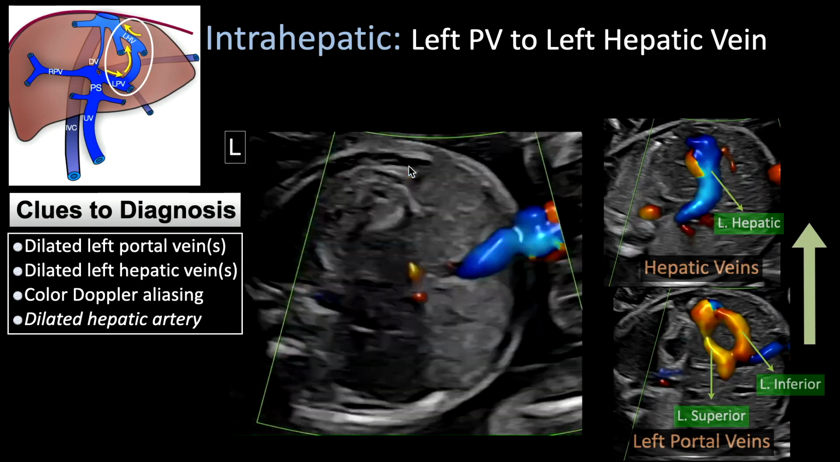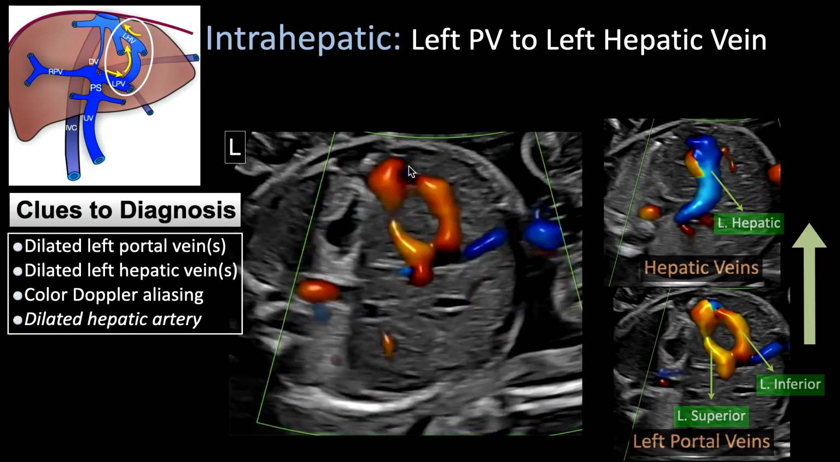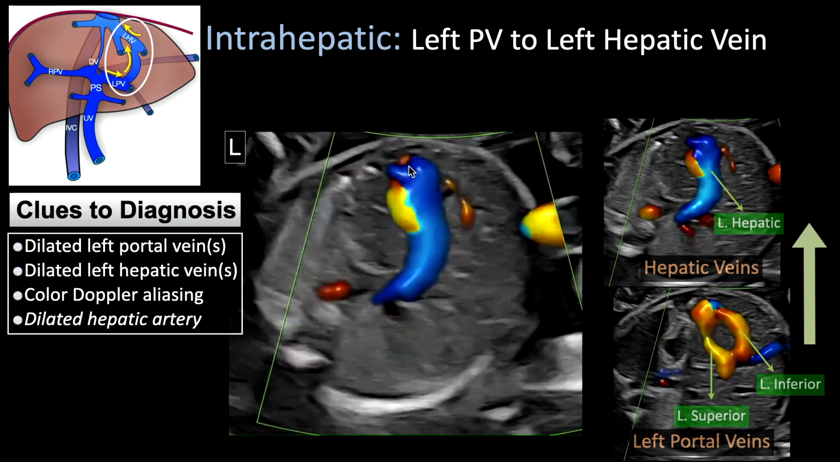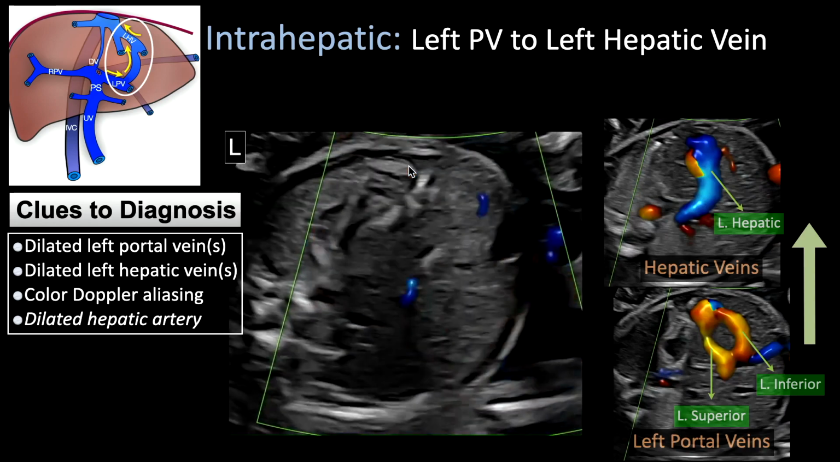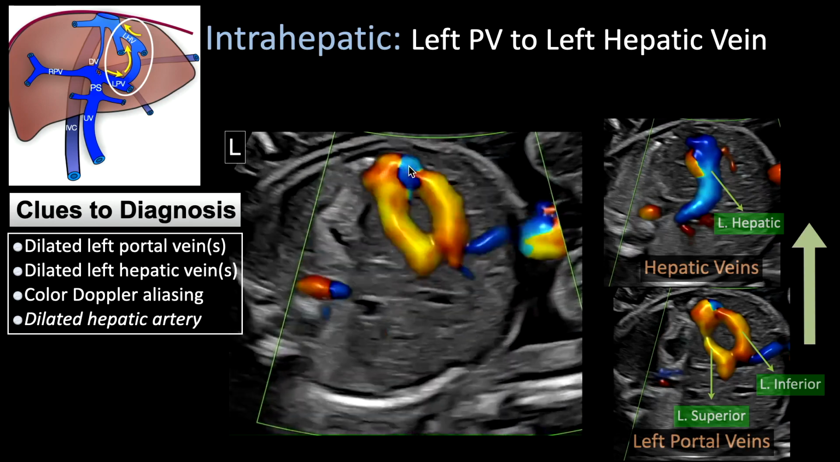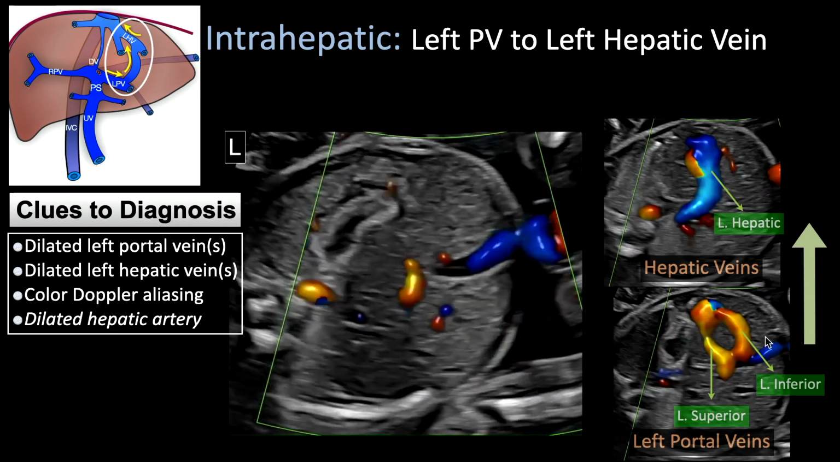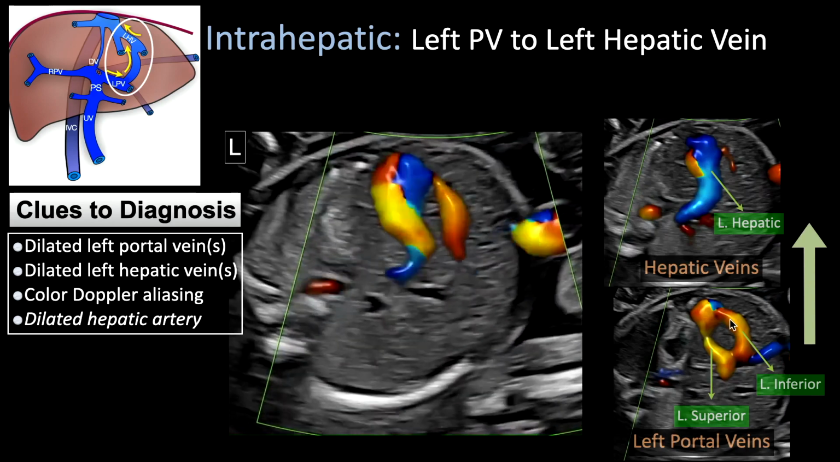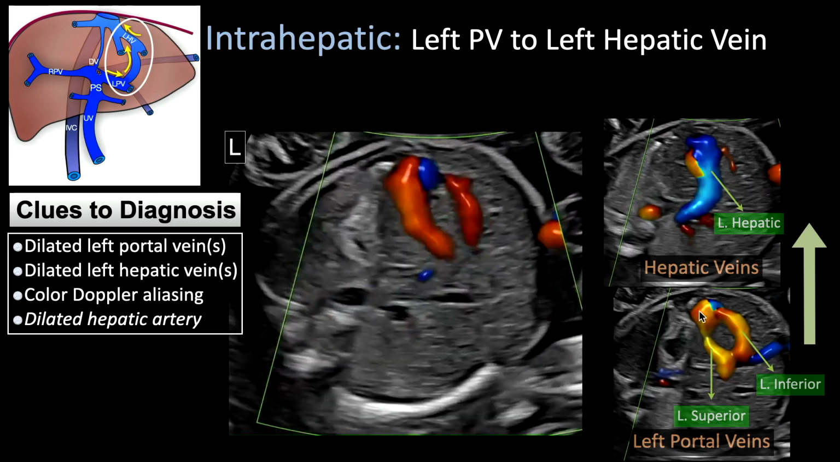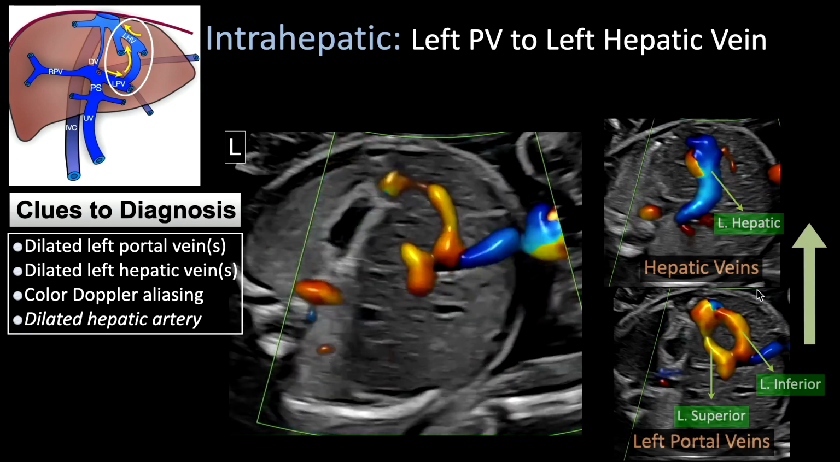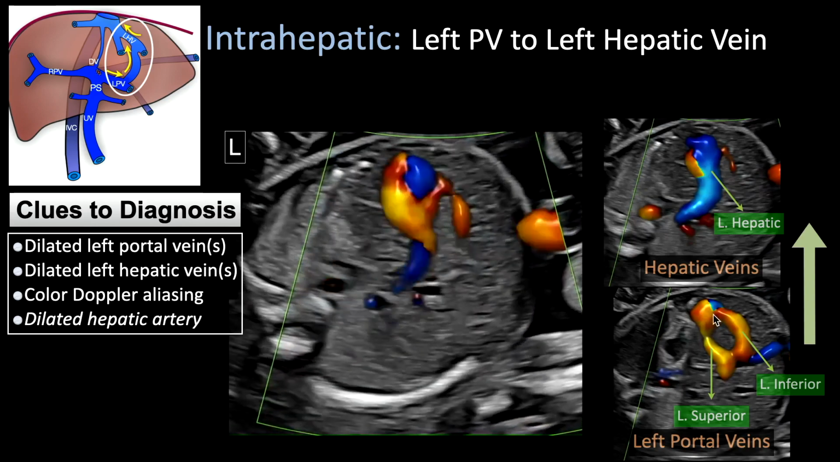So the way for you to make this diagnosis is you look at your abdominal circumference, you turn color on, and there's these humongous vessels that don't belong there. That is more likely than not a portosystemic shunt. Okay, and you see here the branches of the portal venous system. This is the left inferior, left superior, and this is the left hepatic draining the blood directly through this fistula right here.